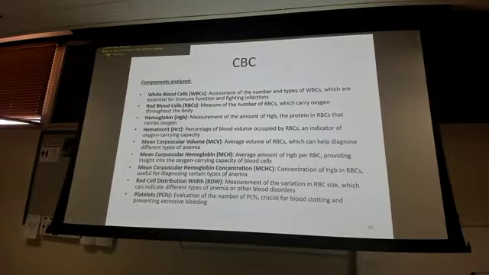Then we have red cell distribution, RDW, and that is the variation of sizes. And then lastly, we have our platelets that are crucial for blood clotting and preventing excessive bleeding.